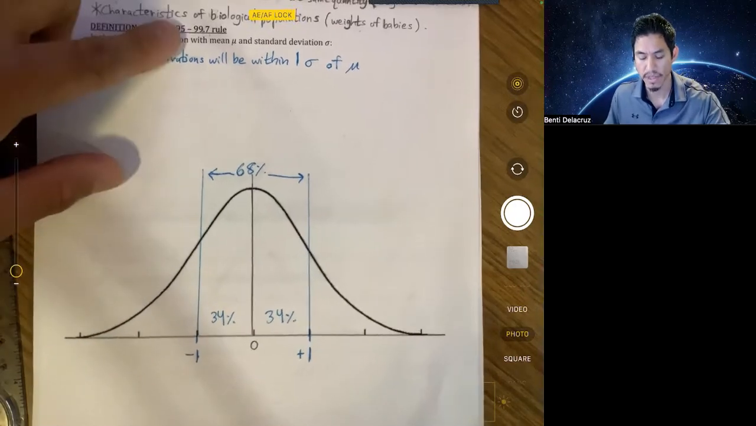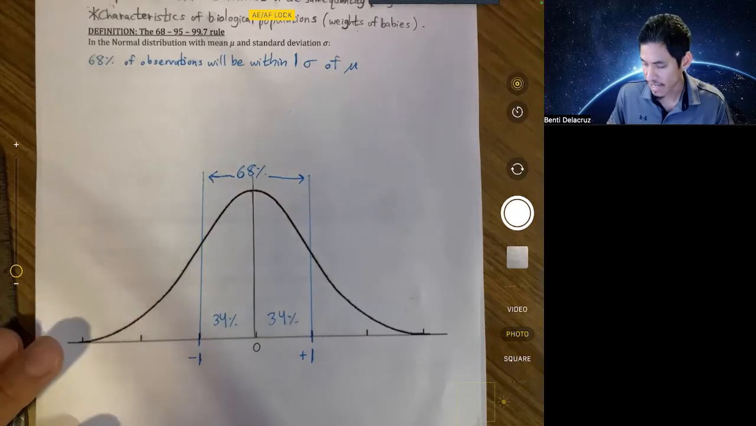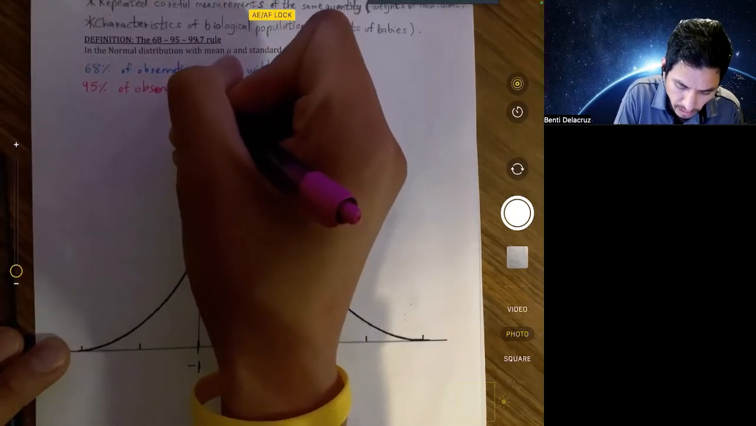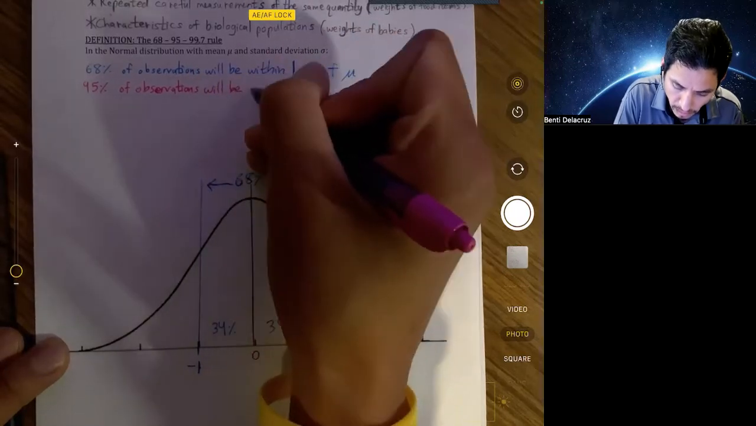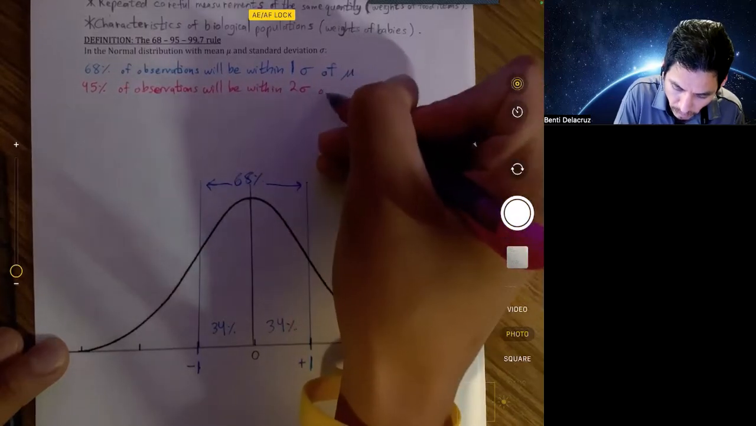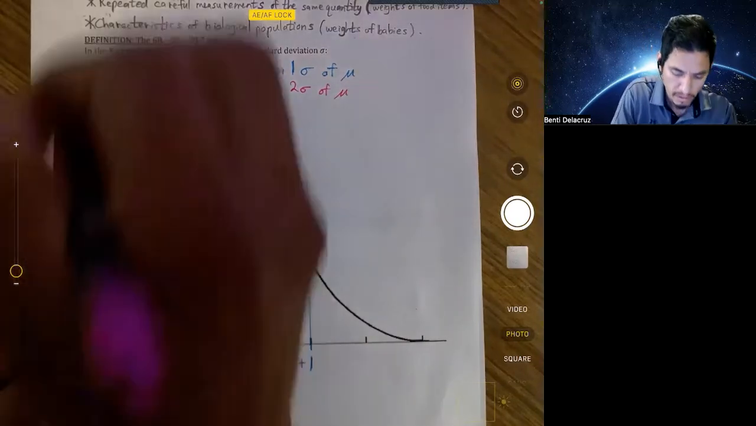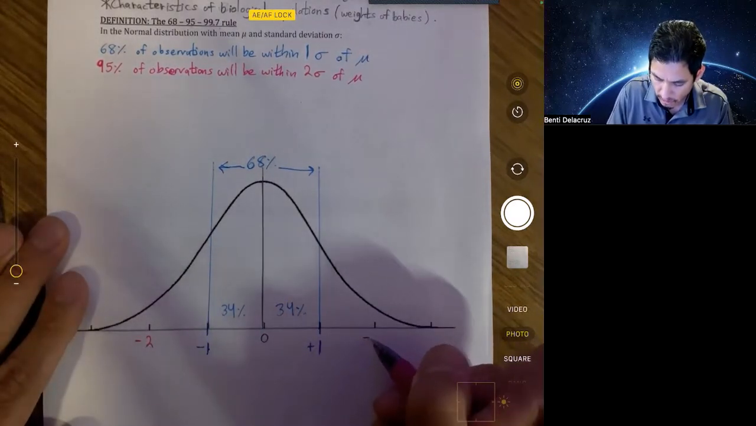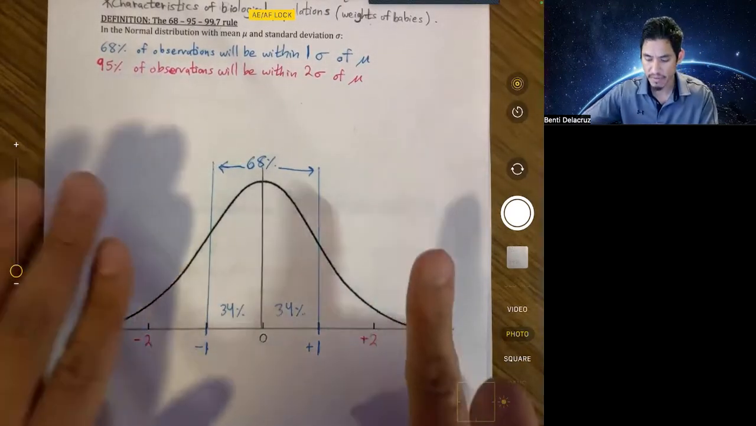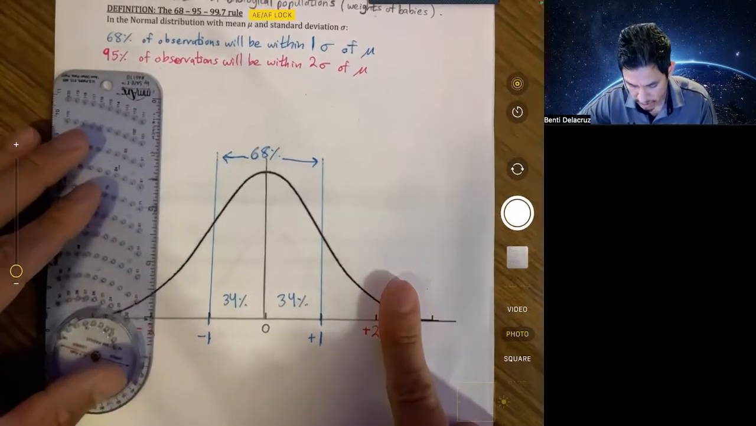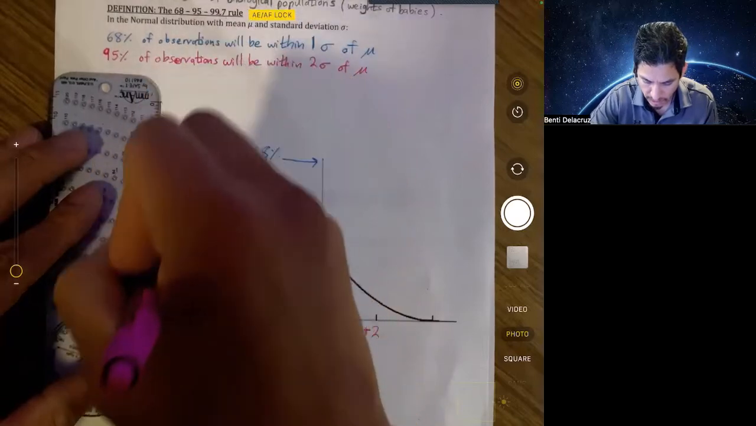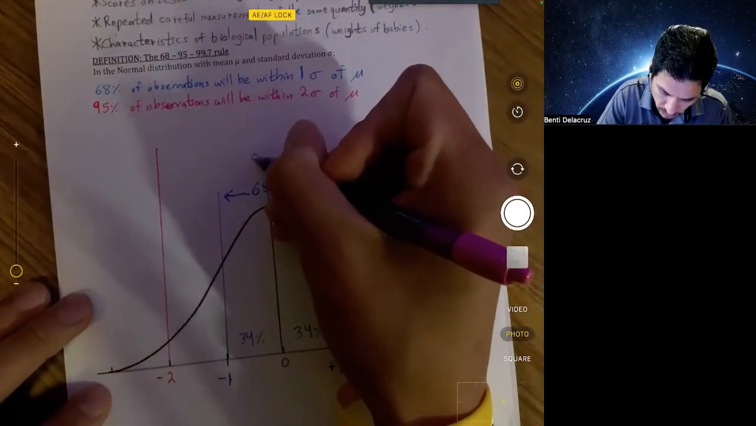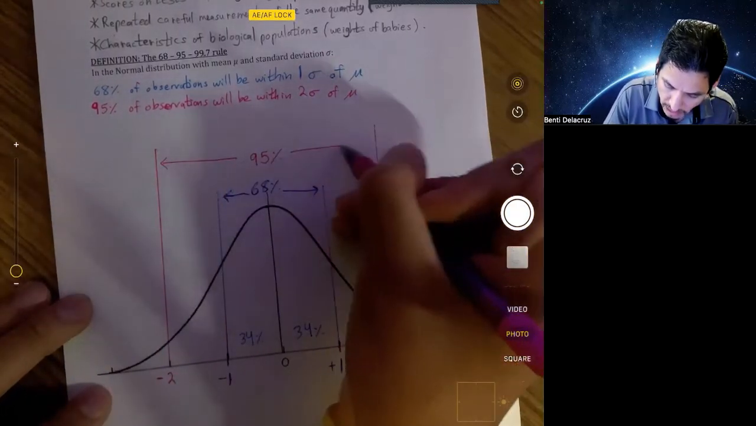Now, the second part of the rule, the 95 part, means that 95% of the observations will be within 2 standard deviations of the mean. Oh, let me write that a little further. So on this side, that's 2 standard deviations to the left. Over here, this is 2 standard deviations to the right. And 95% of the total area will be from here to here. So let me extend this line a little further up so we can show this a little more clearly. So 95% will be from this line to this line.